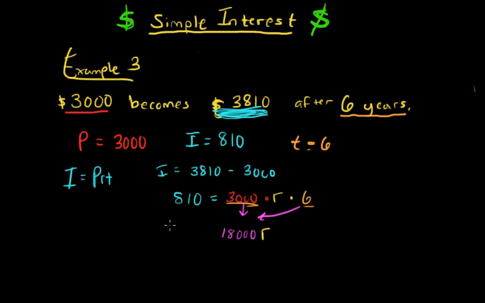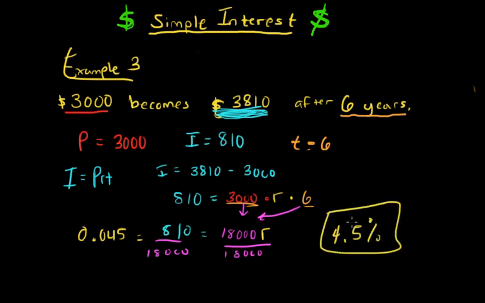equals 810. So I'm going to divide both sides by 18,000. Okay, so 810 divided by 18,000. Let's do that real quick. Just want to double check, make sure I did the right thing. Sweet. All right, so I got 0.045, and to convert that to a percent, because the question was what's the interest rate as a percent, that would be 4.5% as the interest rate.